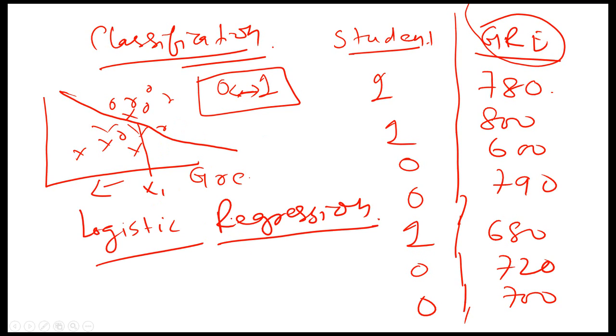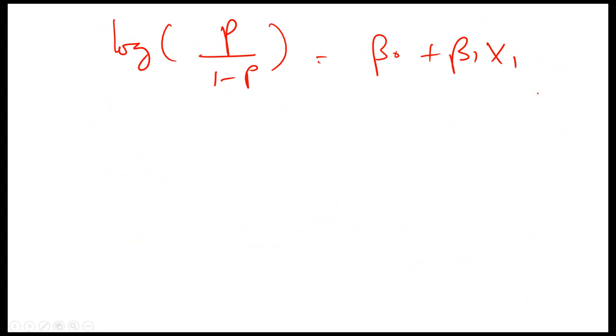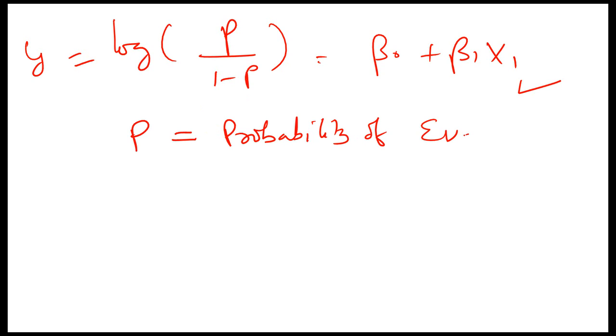Now let us learn what logistic regression is. Logistic regression takes a form like this. x1 is the independent variable. y is the dependent variable, but y is represented in this form, the logarithm of p divided by 1 minus p. p is nothing but the probability of the event. The event here is getting admission, so p is the probability that y is equal to 1.